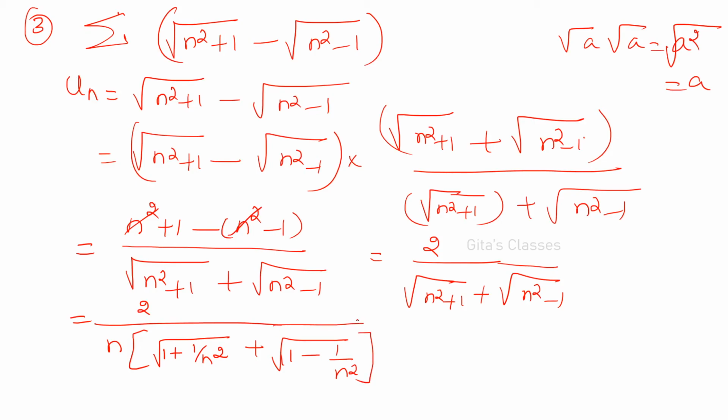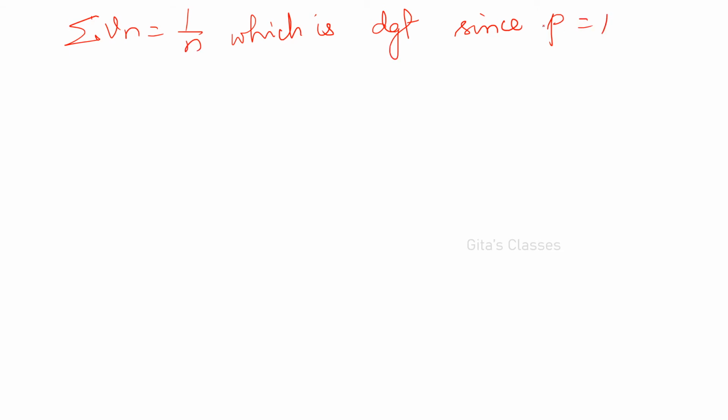Now this is our un. Now can you tell me what is our sigma vn now? 2 by n into root of. Now can you tell me what is vn? Yes, you are right, 1 by n. Sigma vn is equal to sigma 1 by n, which is divergent, because p is equal to 1. Since p is equal to 1, it is sigma 1 by n. Always don't forget to write that sigma. Sigma 1 by n is divergent. That is, sigma vn is divergent.